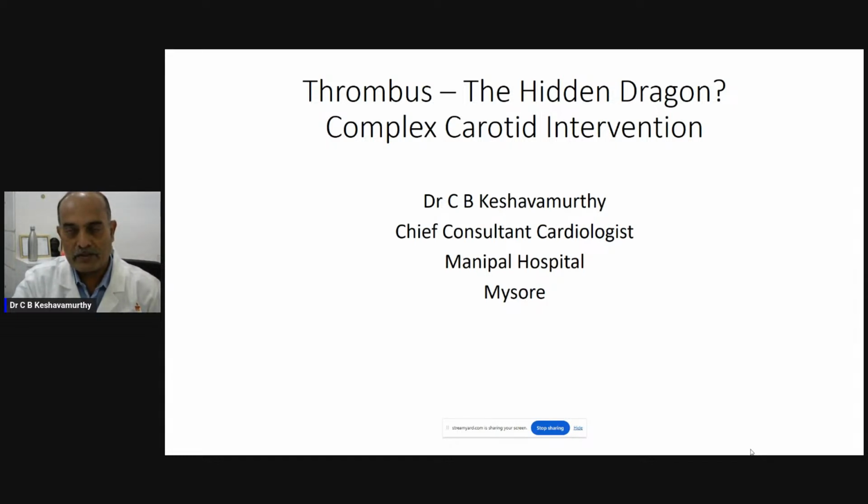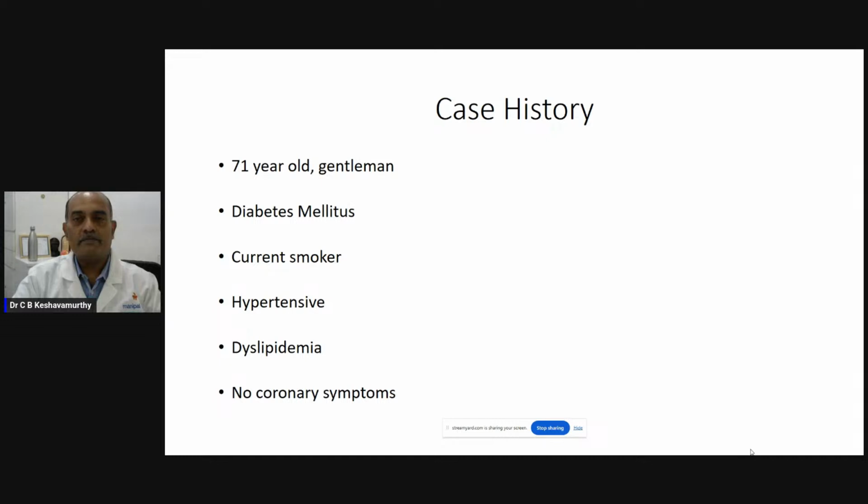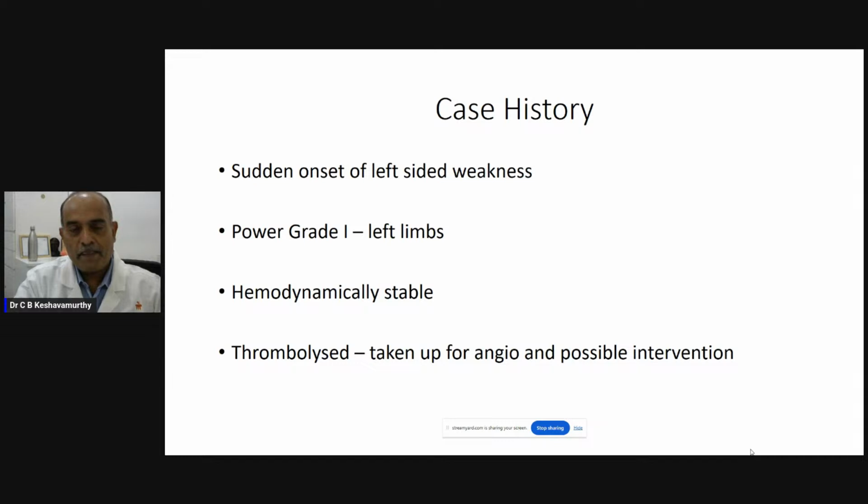In that direction, today I'll present a case of a very complex carotid intervention in this 71-year-old gentleman, a diabetic, current smoker, hypertensive, with dyslipidemia. He had no coronary symptoms. He had a sudden onset of left-sided weakness. Power was grade 1 in the left limbs. The left leg he was hardly able to move. The left upper limb he was able to move a little bit.